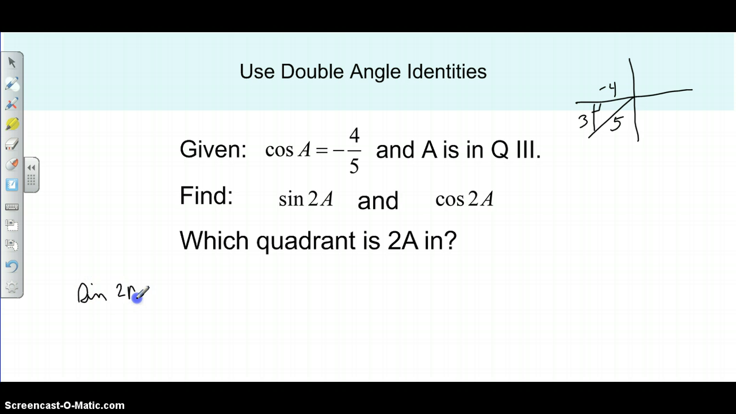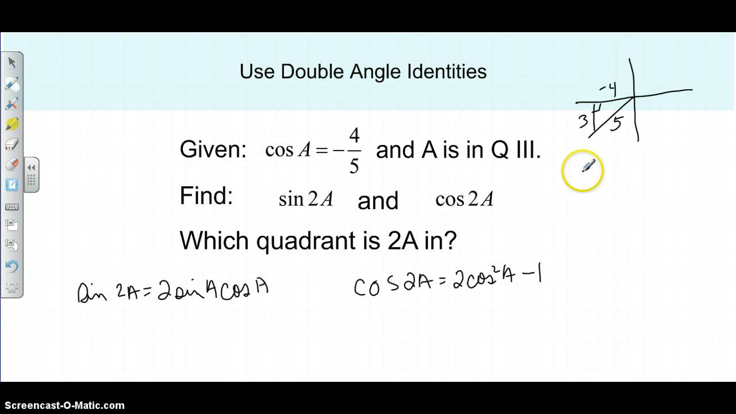Sine of 2a is equal to 2 sine of a cosine of a, and then I want to use an identity for cosine of 2a as well. I have 3 to choose from, and I think I'll use this one, 2 cosine squared a minus 1. Now, in order to solve this problem, all I have to do is solve in what I'm given. I'm given cosine of a.